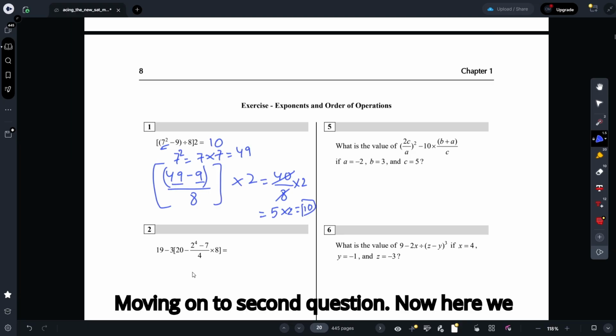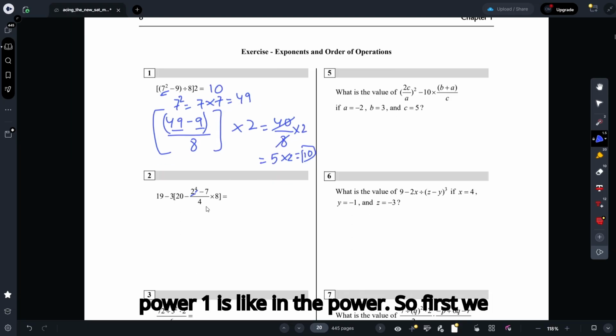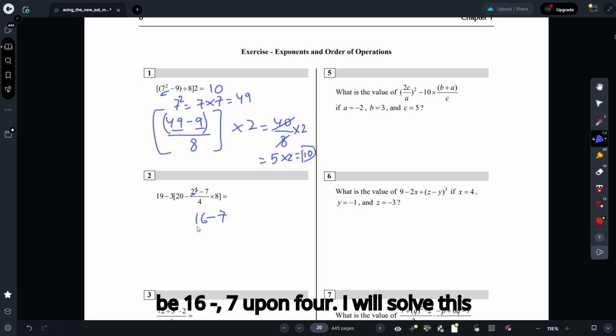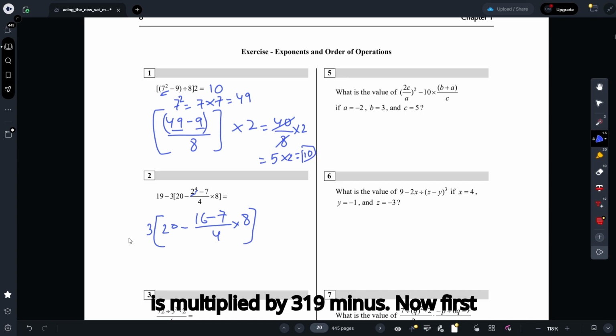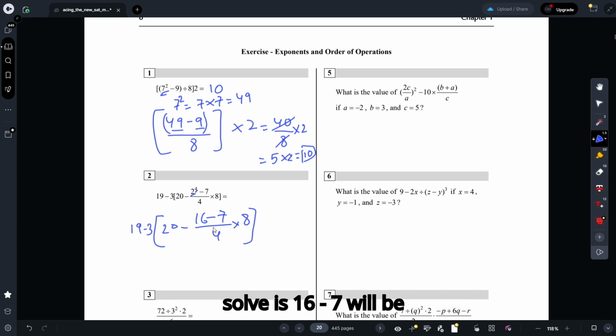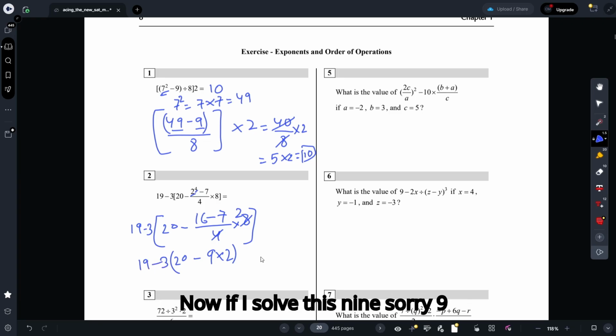Moving on to the second question. Here we have one square bracket and 2 raised to a power. So first we will solve the power. 2 raised to 4 will be 16, minus 7 upon 4, minus 20, this whole bracket is multiplied by 3, minus 19. Now first solve this: 16 minus 7 will be 9, and 4 divided by 2 will be 2. So 9 multiplied by 2, minus 20, into 3, the bracket is multiplication, minus 19. Now if I solve this, 9 into 2 is 18.